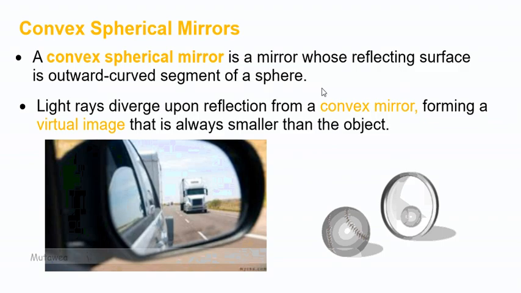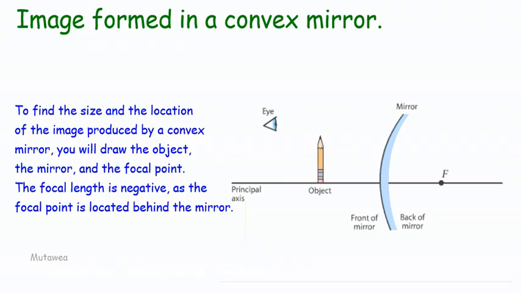A convex spherical mirror is a mirror whose reflecting surface is an outward curved segment of a sphere. It reflects from the outside, as we said before. Light rays diverge upon reflecting from a convex mirror, forming a virtual image. This is always smaller than the object, as we see from these two examples. To find the size and the location of the image produced by a convex mirror, you will draw the object, the mirror, and the focal point. The focal length is negative, as the focal point is located behind the mirror.